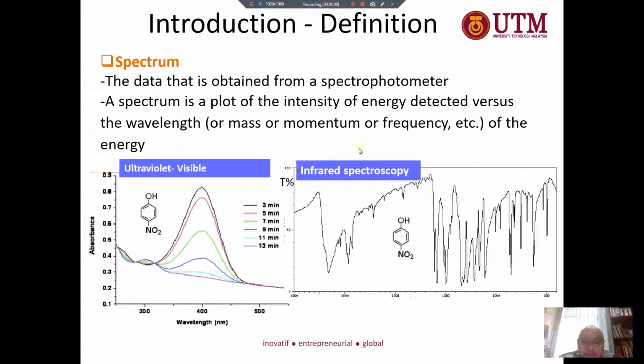Okay, here is infrared spectroscopy with a range of wavelengths, with the absorption shown here. The principle behind it is about the same.